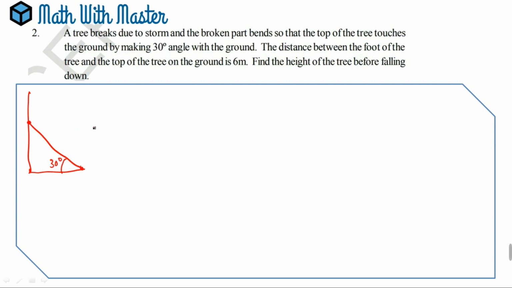And then here the distance between the foot of the tree and the top of the tree on the ground is 6 meters. Means the top before was this, and now it has gone down and this has become the top. So the top of the tree to the bottom of the tree is 6 meters. This is 6 meters. So what we should find is the height of the tree before falling down.